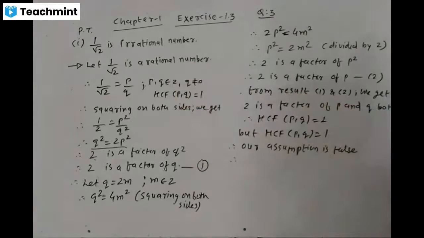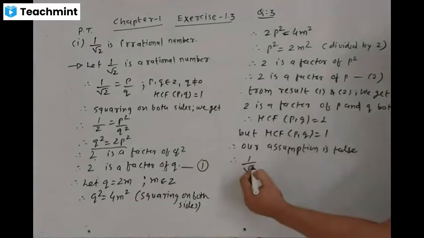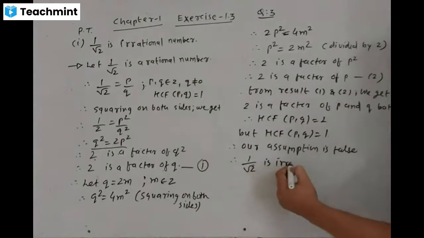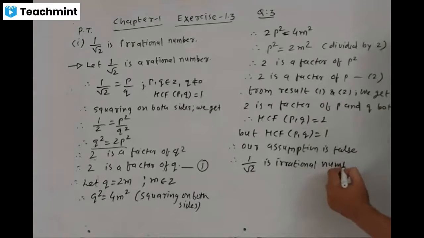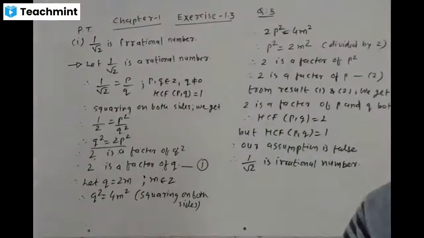1 by root 2 is rational. Therefore, 1 by root 2 is irrational. 1 by root 2 is an irrational number. Hence, proved. Okay, clear?